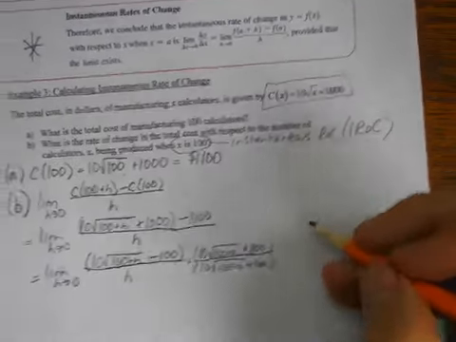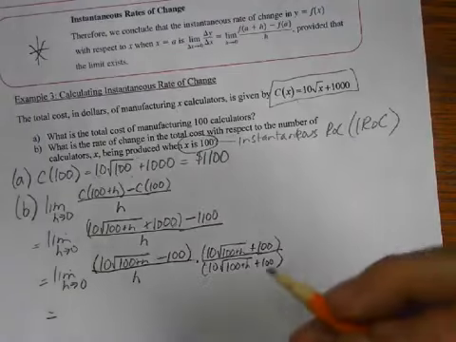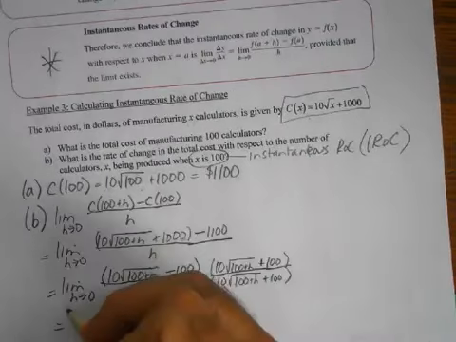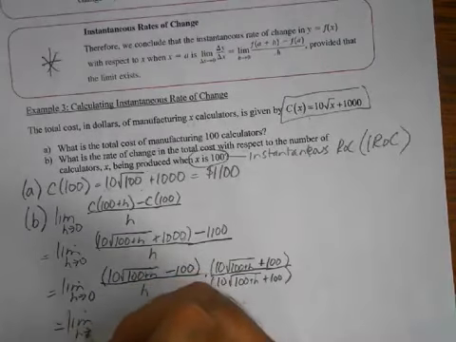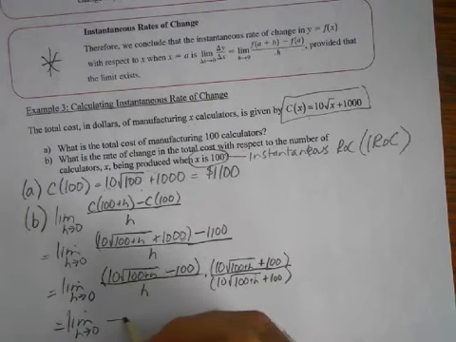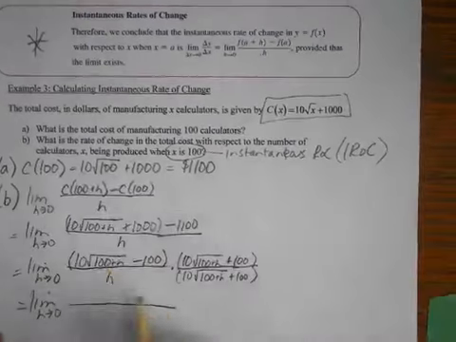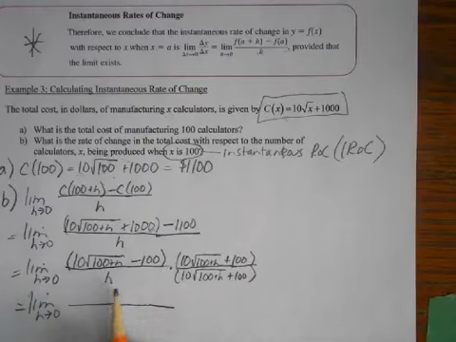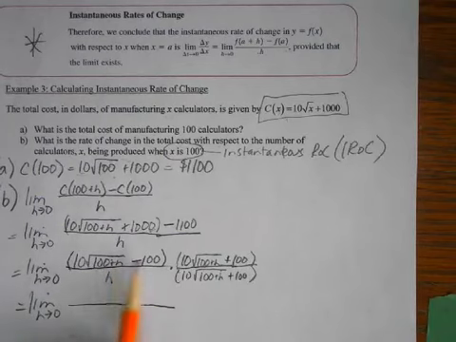Okay, got room for one more line here. So limit as h approaches 0. Okay, so whenever you do this rationalizing, you always end up with basically a difference of squares, because this is sort of like a minus b and this is a plus b, so the result is a squared minus b squared.